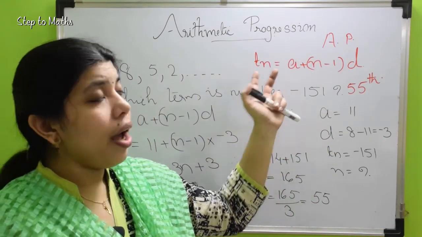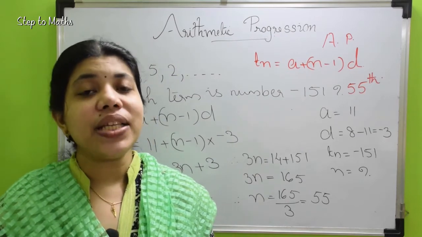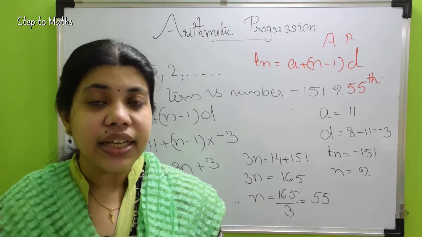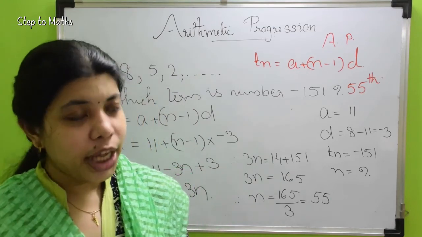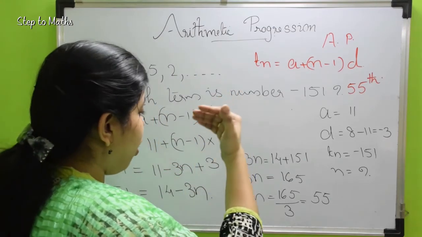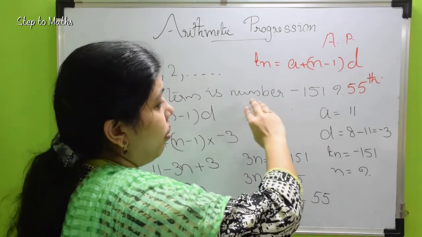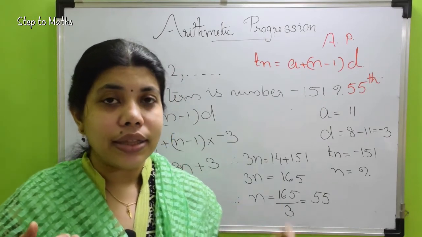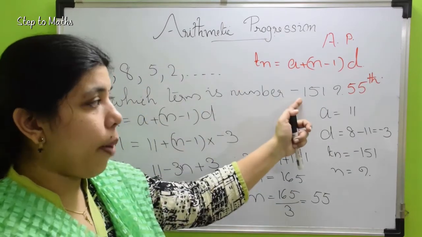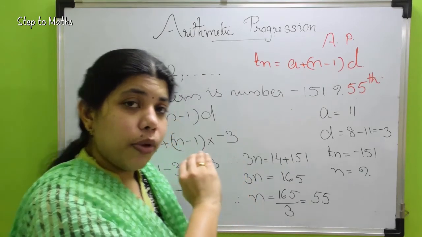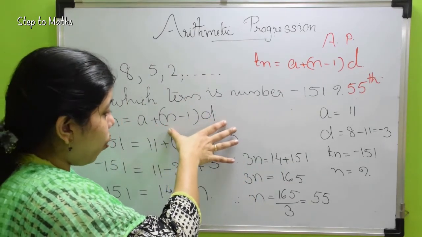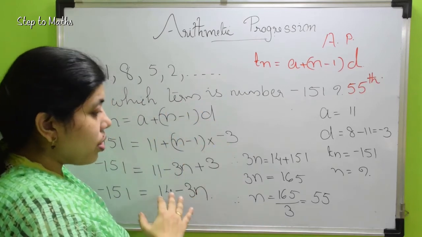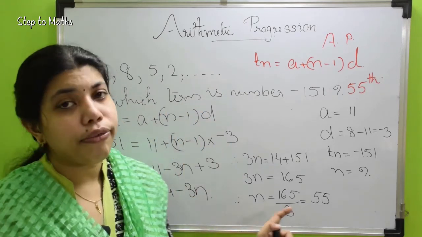Using the formula Tn is equal to a plus n minus 1 into d, we can find the nth term of an AP. And when one number is given, and we have to find which term it is, for that problem also we apply the same equation, substitute the values whatever we know, then find the value of n.